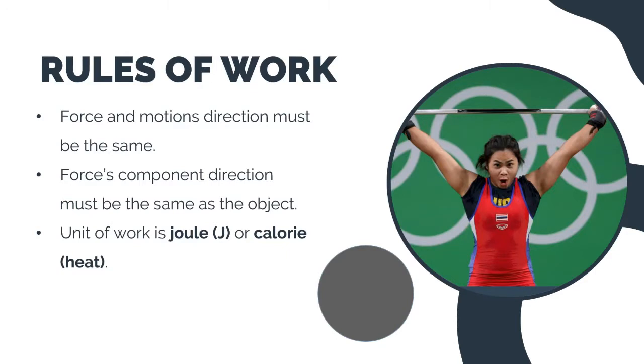Now, we have here the different rules for work. So, how can we say that work has happened? For the first one, force and motion direction must be the same. Wherever you apply your force, your object will also move there. For example, if you push the object to the right, your object will move to the right. That's all there is to it. It means that work happened there. Next is that the force's component direction must be the same as the object's.